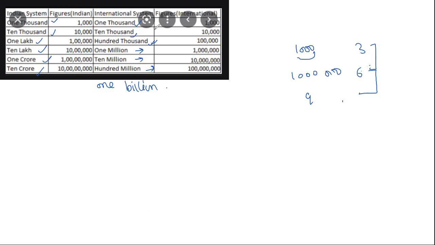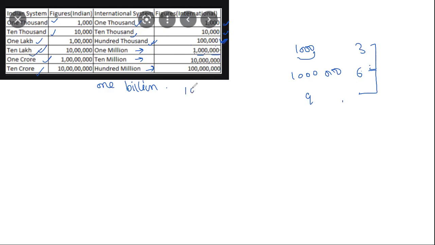Okay. So this number is 1,000. This number is 10,000. This number is 100,000. They'll not say 1 lakh. They'll say 100,000. But if 6 zeros come, they'll immediately call it 1 million. So 1 million in our Indian number system would be 10 lakh.